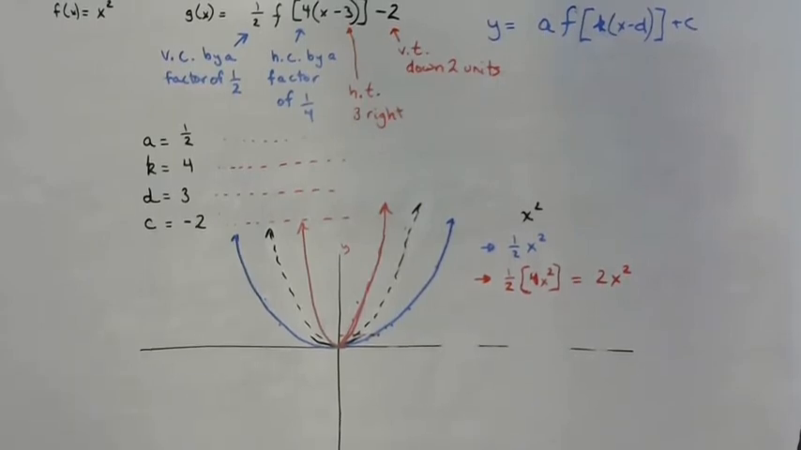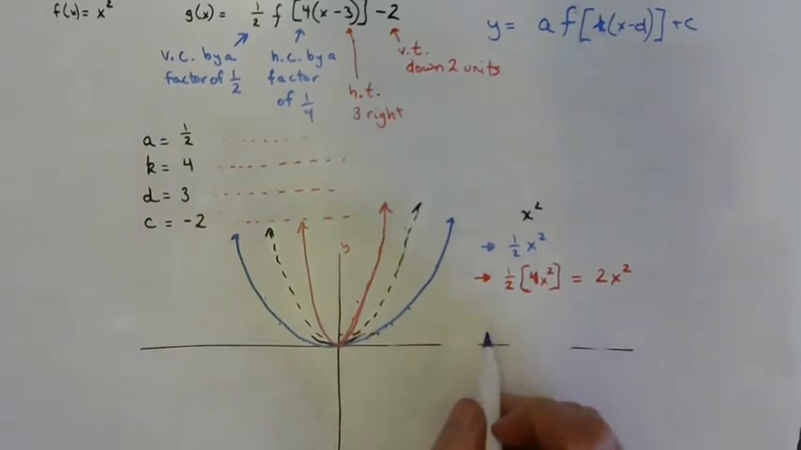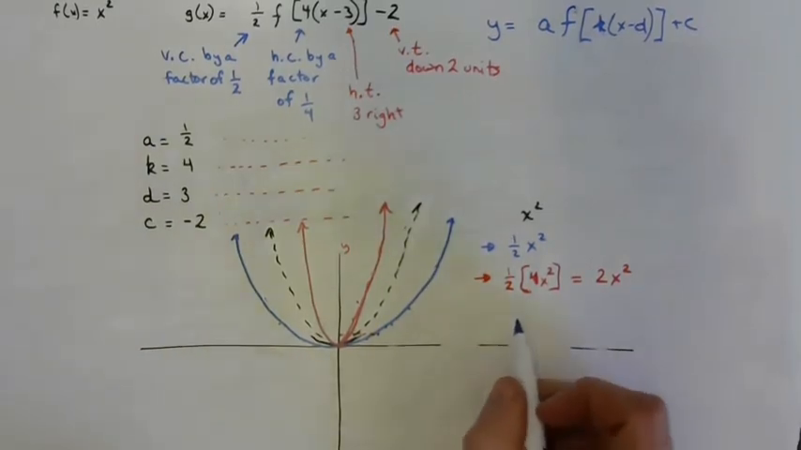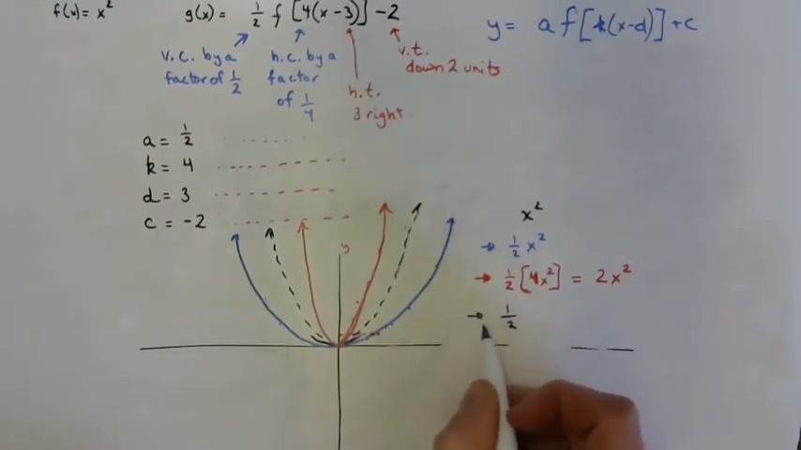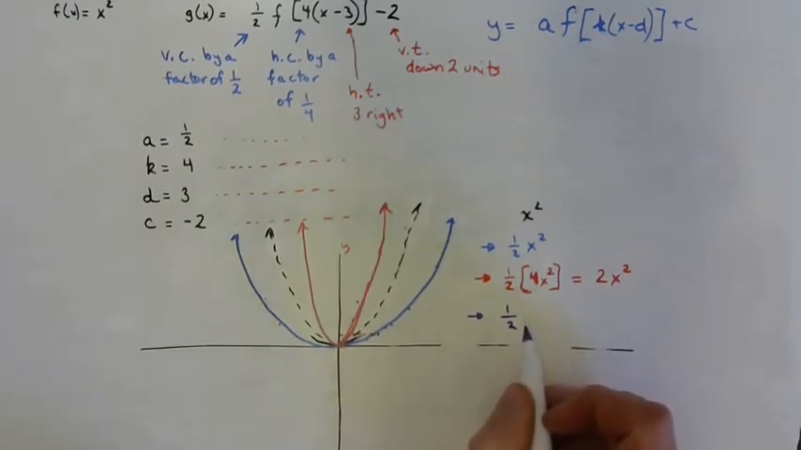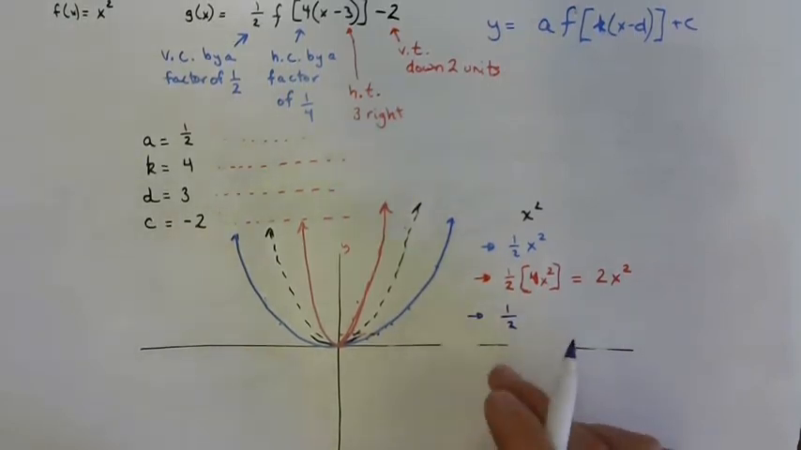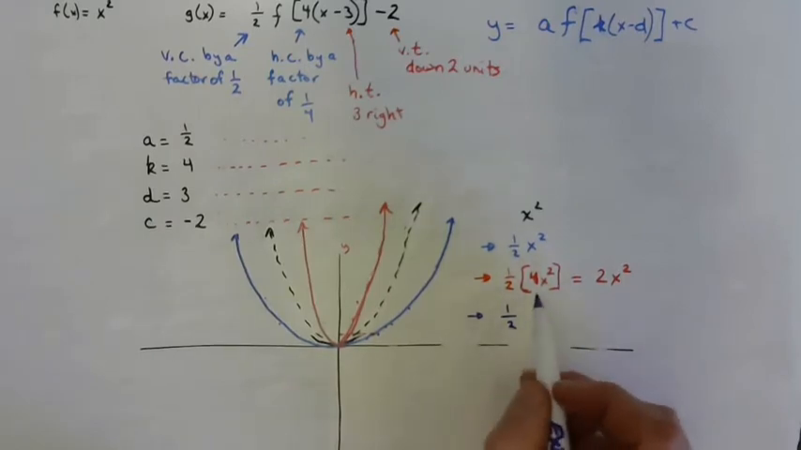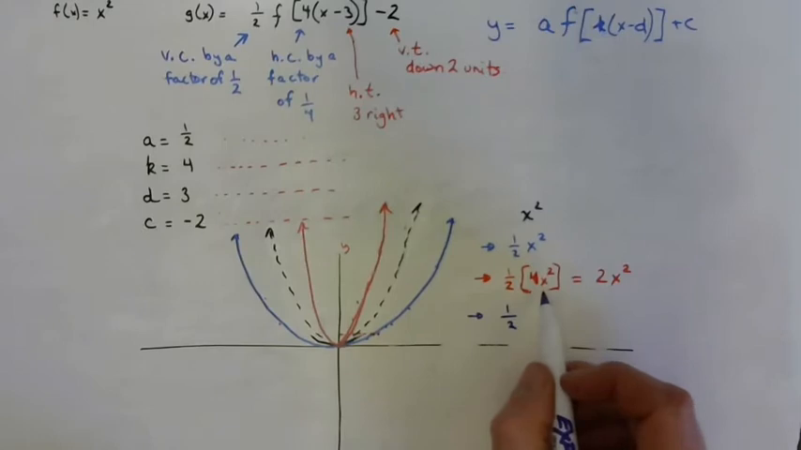No. I'm going to get 2 more colors out. If I were doing this for homework, I would certainly do these both at the same time. Essentially what we're going to do is take this 1/2 times 4x squared, but everywhere we see an x, we're going to put in x minus 3.